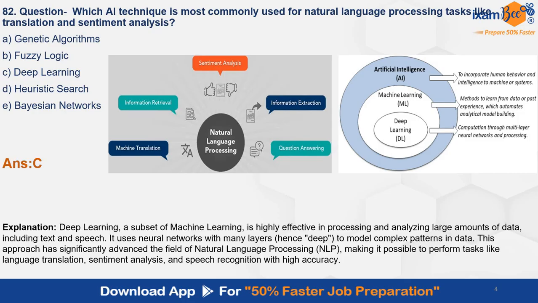Deep learning. So deep learning is an advanced form of machine learning which is capable of processing large and complex data sets. It uses multiple layers of neural networks to identify patterns in data. And we see that this technology has revolutionized fields like natural language processing, enabling applications like speech recognition, language translation, and sentiment analysis, all of which come under natural language processing.